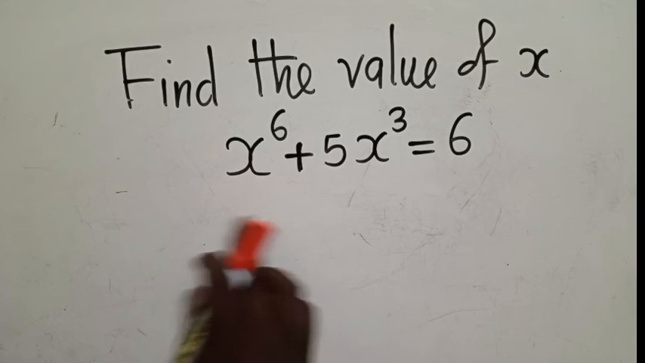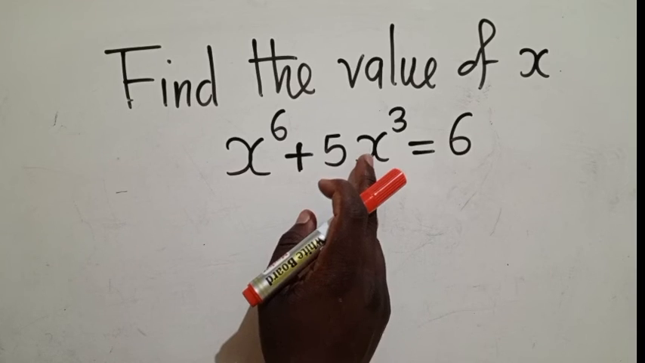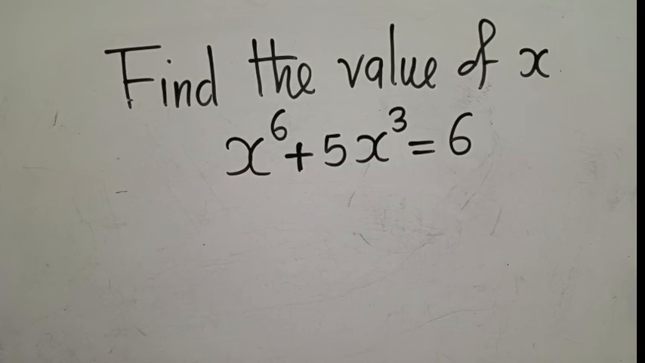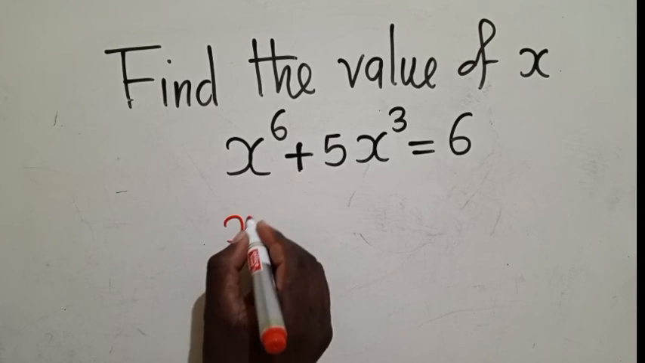Alright, so I would like to solve this question with you. You can see we've got x^6 + 5x^3 = 6. So how do we find the value of x? What we're going to do here is to get x.